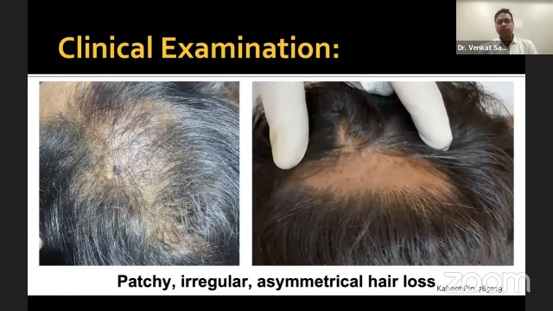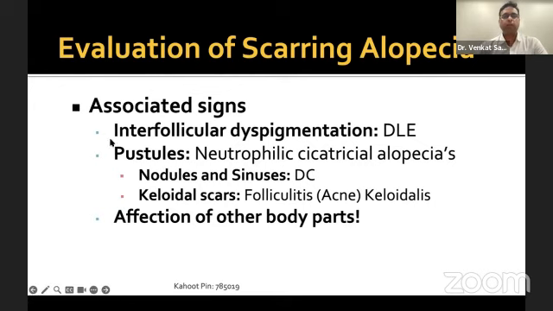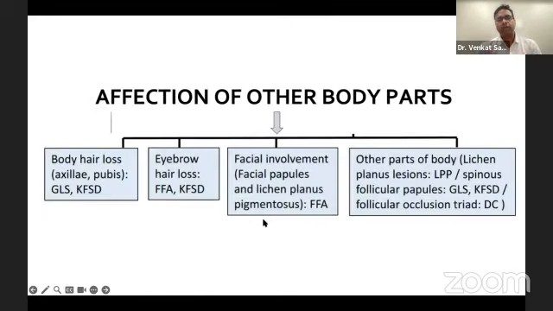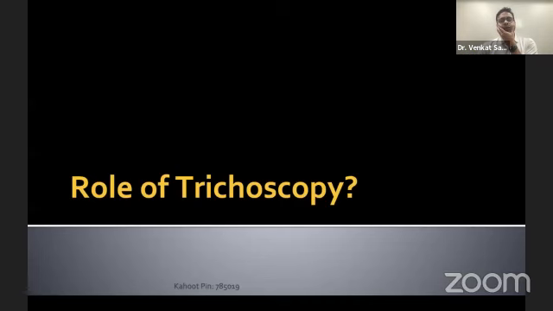So often you have patchy, irregular, asymmetrical borders, hair loss, and then single or multiple well-defined DLE, multifocal, interconnected, or whether it's frontal, vertex, occipital, or if it's diffuse. These are the various ways in which you clinically identify scarring alopecia. And then you're looking at associated signs, interfollicular dyspigmentation, you're thinking about DLE, pustules, you're thinking about neutrophilic scarring alopecias. And then if other body parts are affected, hair loss in other parts, that can give you a clue. So where does trichoscopy come in? What is the role of trichoscopy?